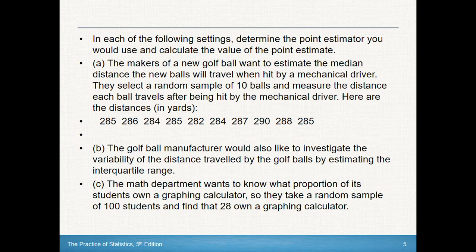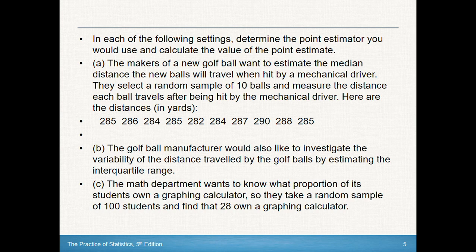So A, you have a sample of 10 golf balls, and you're trying to figure out how far each one's being hit, right? Here are the distances. So what you can do here is find the median of the sample of 10, and the median would actually be 285 yards, and you can use that as your point estimator. So the point estimator would be the sample median, while the point estimate would be 285 yards.